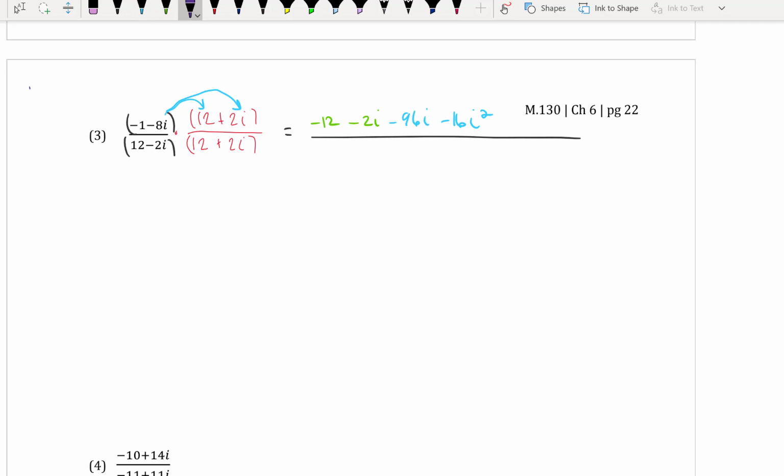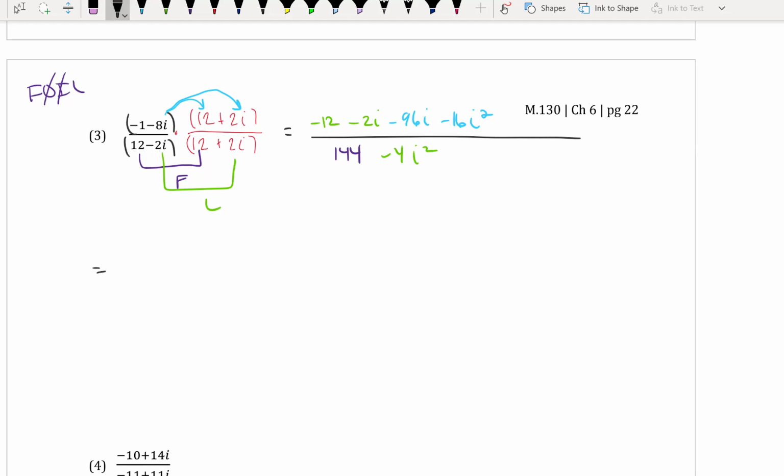Don't forget that whenever I multiply conjugate pairs, the outer and the inner cancel. So the only things I really have to think about is my first. So 12 times 12 is equal to 144. And then if I look at my last, I have a -2 times 2. So that's a -4. And i times i is my i squared.